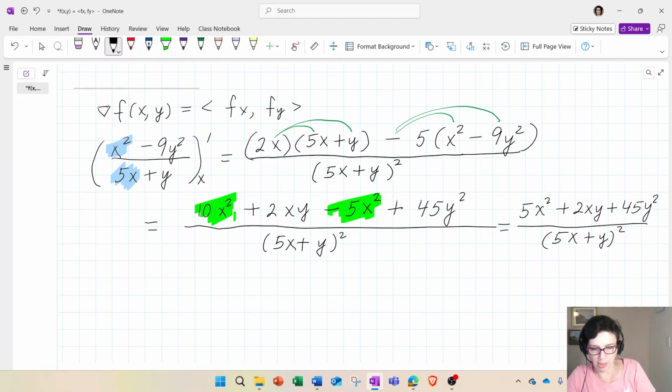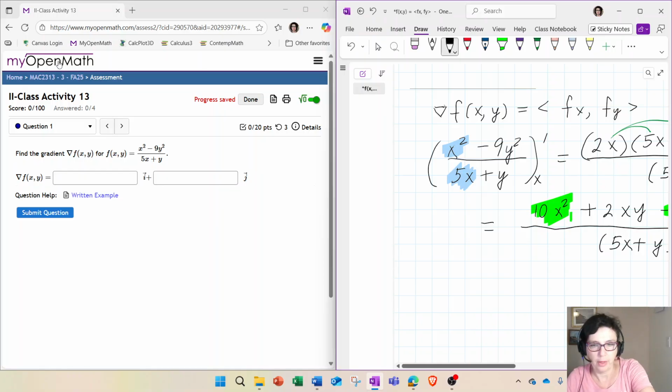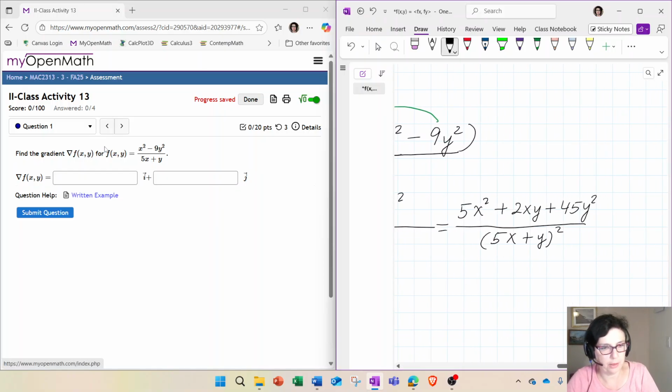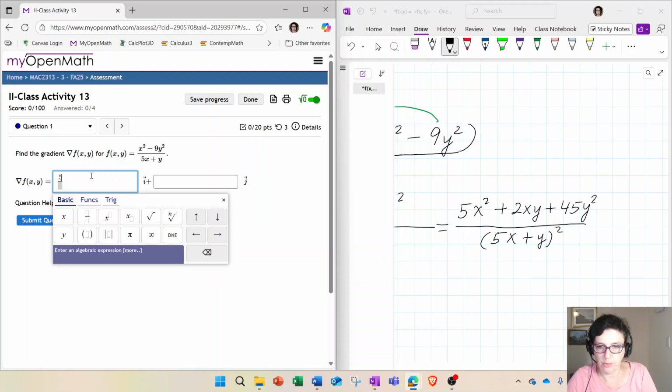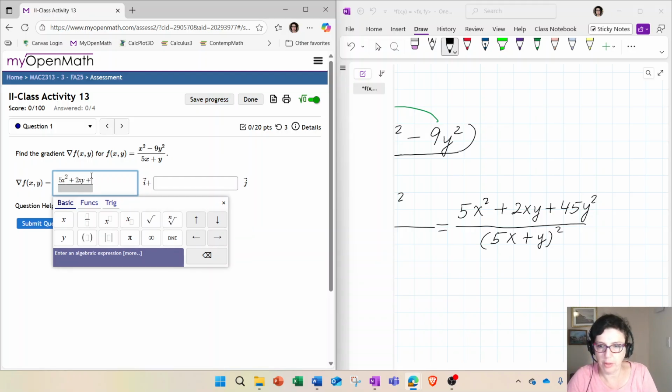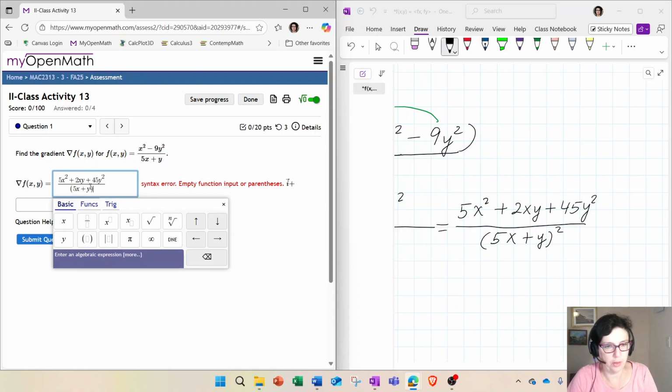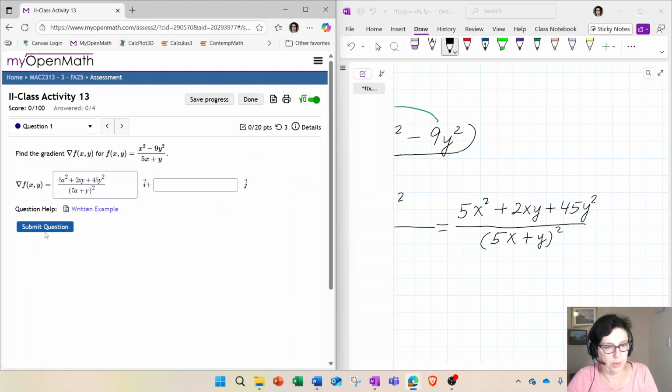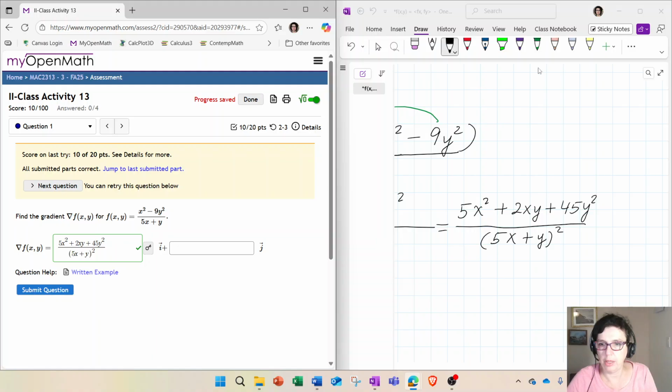Okay, so let's check that answer and see if we got that correct. Okay, so 5x squared plus 2xy plus 45y squared. On the bottom, we've got 5x plus y squared. Okay, so let's check that out. Okay, so that is correct.